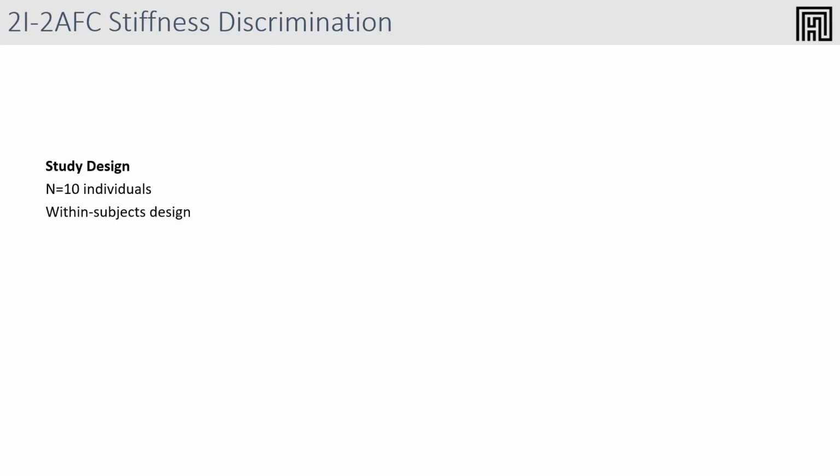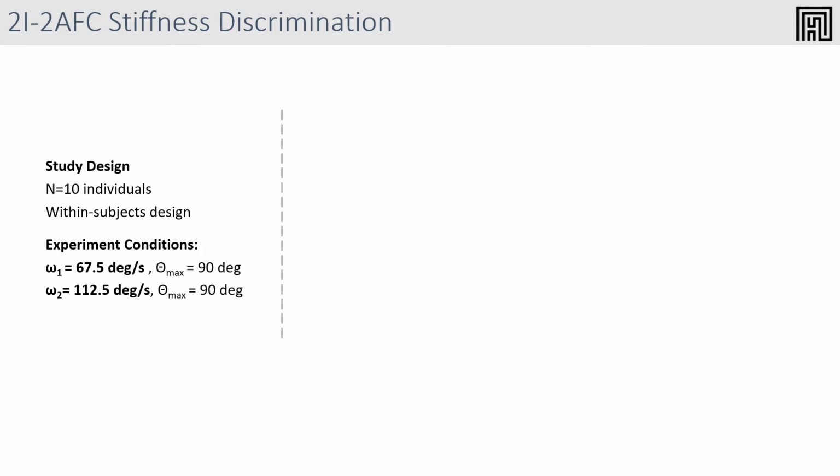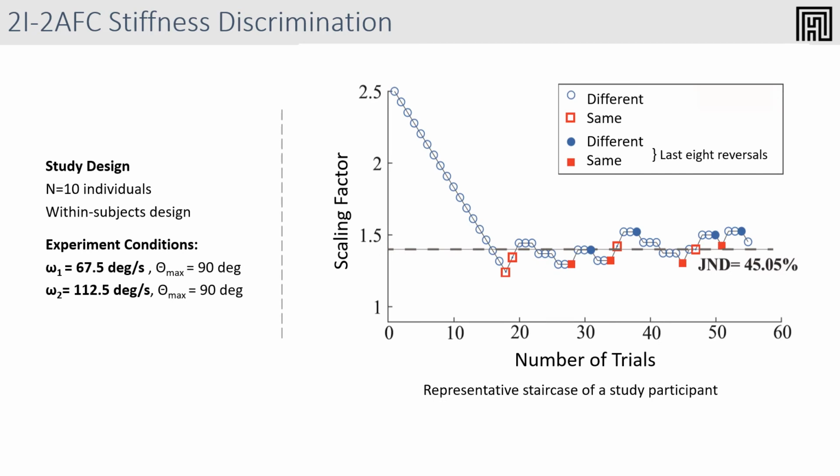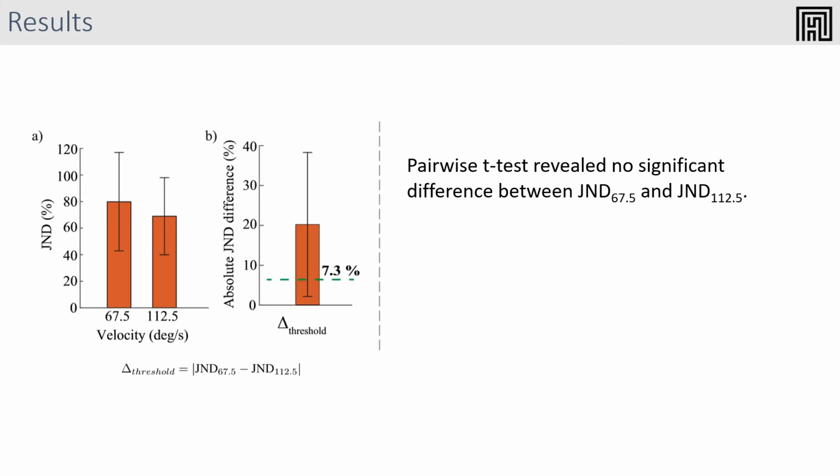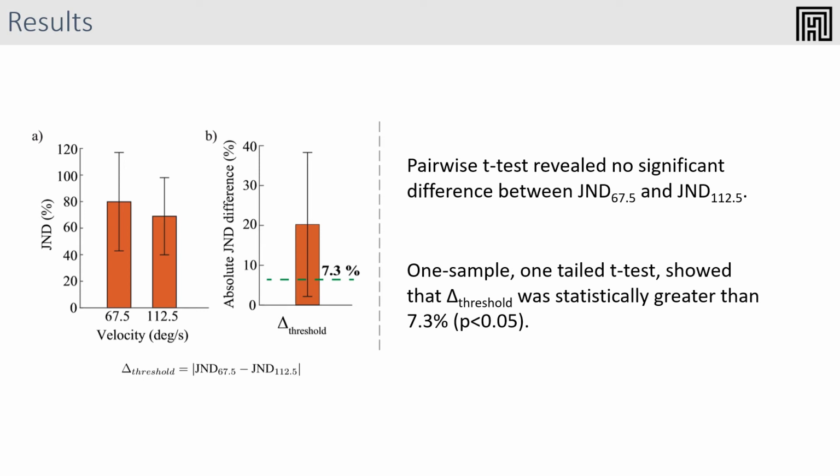With this setup, we evaluated the just noticeable difference for stiffness perception in n equals 10 participants in a within-subjects design for exploration at two different velocities for 90-degree angular displacement. A weighted 1 up, 3 down staircase was used to evaluate the JNDs for a proportion correct target of 83.15%. A t-test revealed no significant differences in the JNDs at the two velocities. However, the absolute difference in the JNDs was greater than the size of the downstep of our staircase, indicating that exploration velocity may affect perception differently in different individuals.